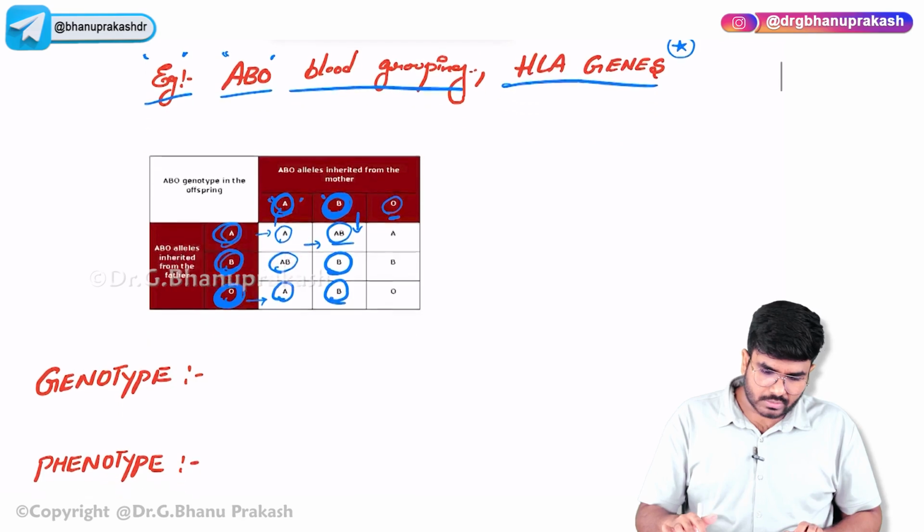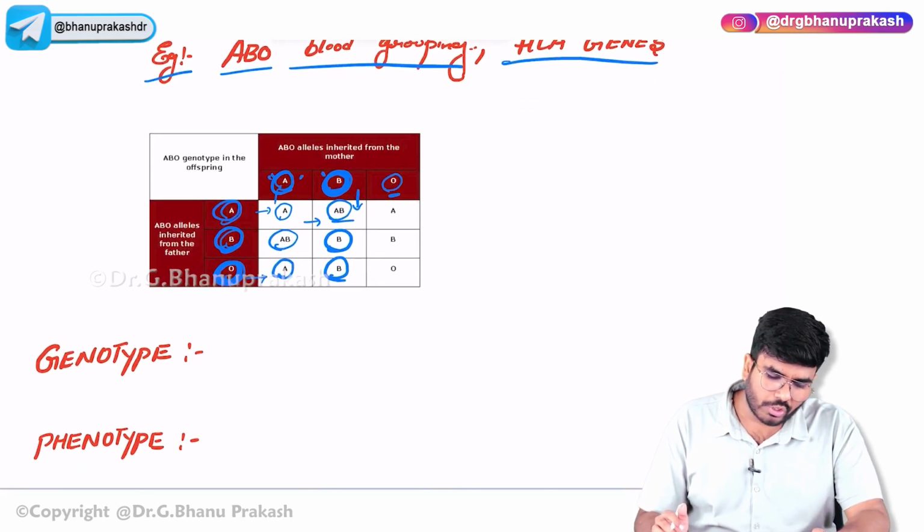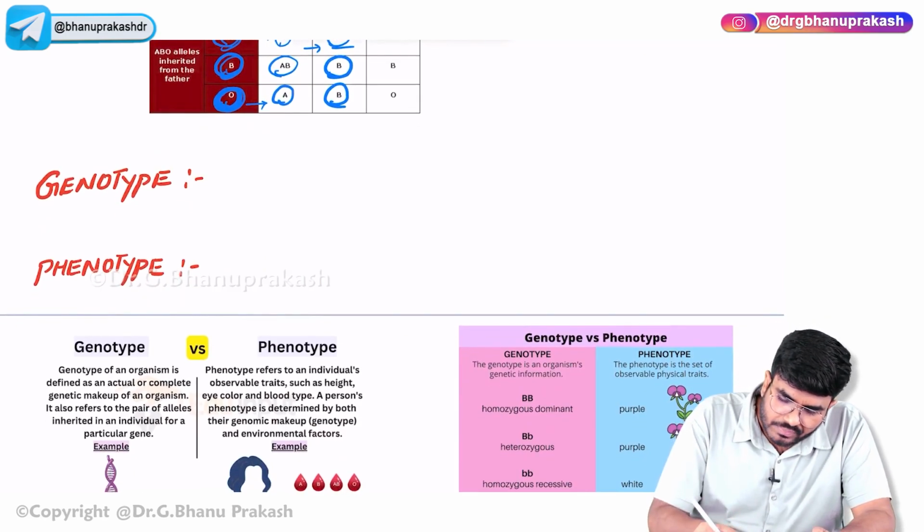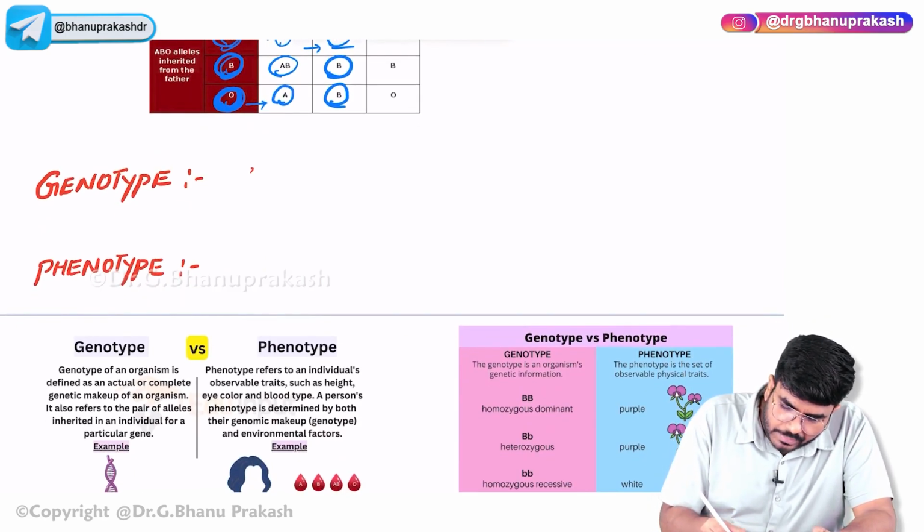Codominance. Next, after this, the point which I want you to know is genotype. What exactly does the word genotype mean? Genotype is the genetic makeup.